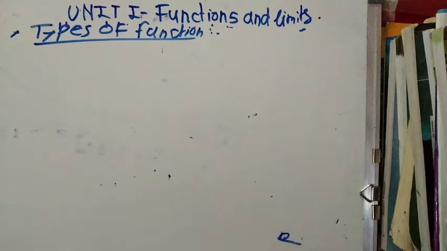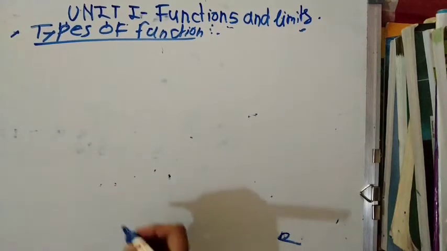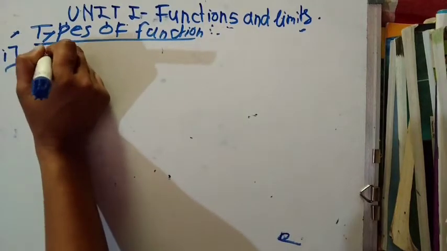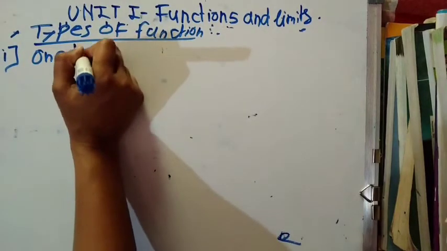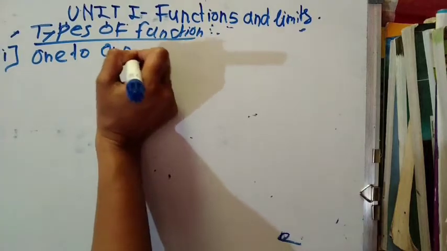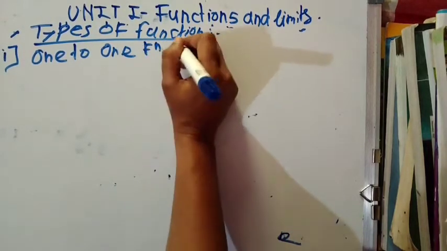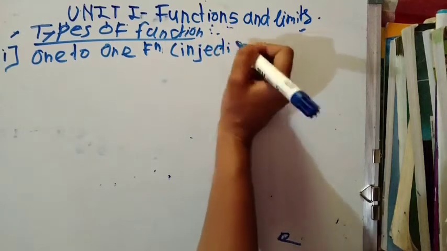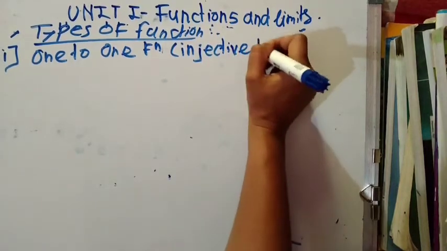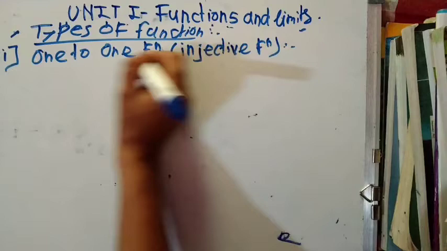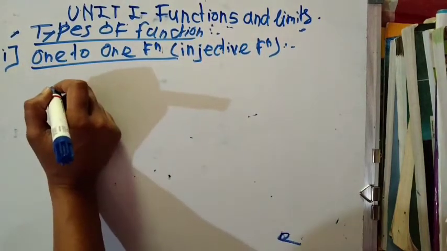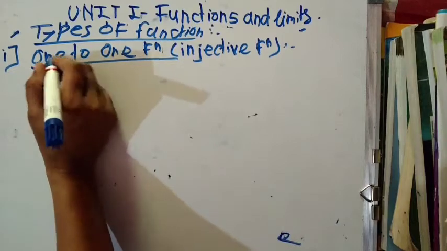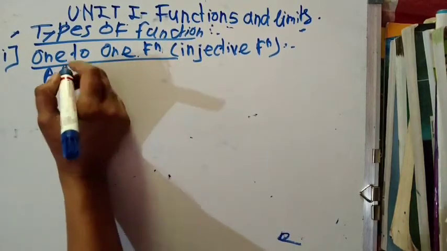Types of function. So last chapter we studied, the first type is one-to-one function, or it is also called injective function. Now, what is meant by one-to-one function?